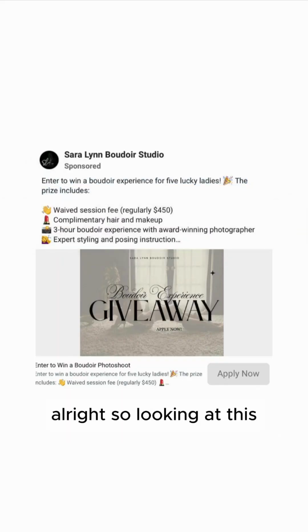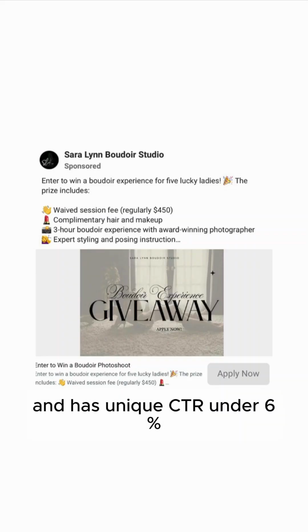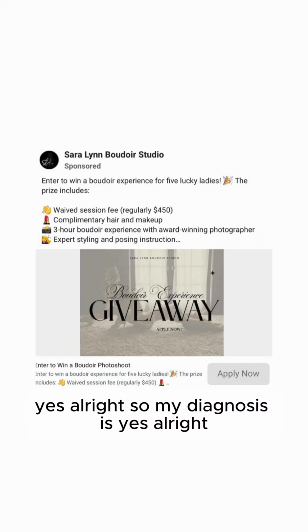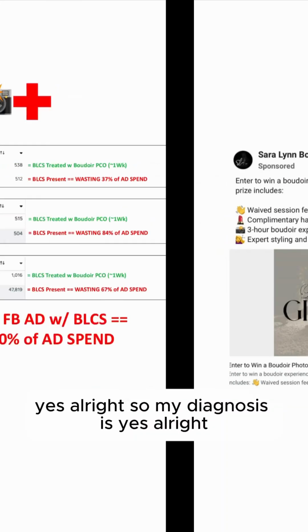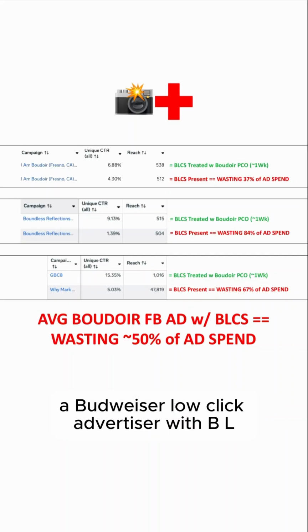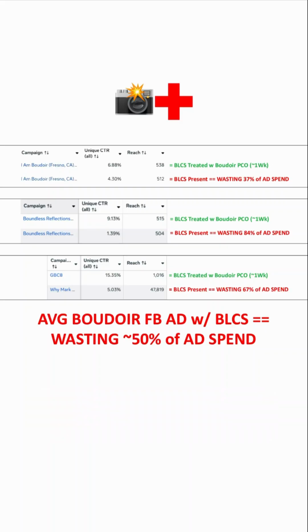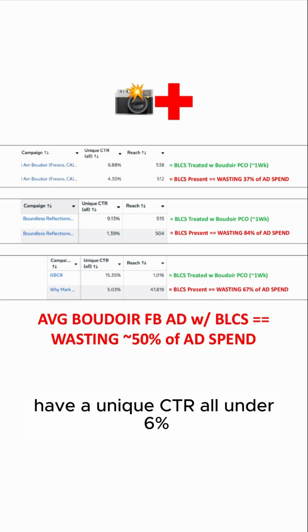All right, so looking at this, do we believe this has BLCS, aka Boudoir low click syndrome, and has a unique CTR under 6%? Yes. All right, so my diagnosis is yes. So if you're a BLCA, a Boudoir low click advertiser, with BLCS, Boudoir low click syndrome, your Boudoir Facebook ads have a unique CTR all under 6%.